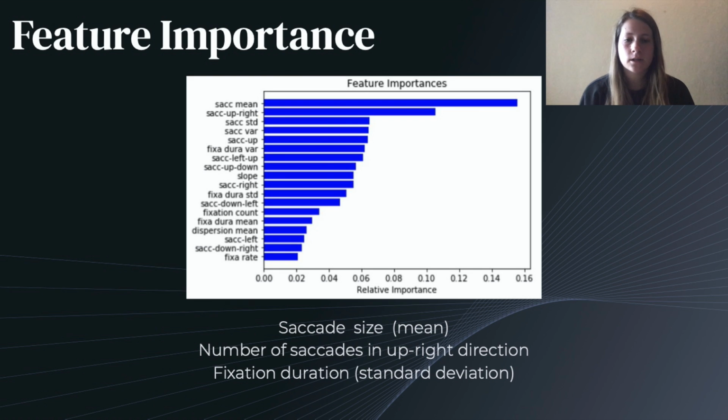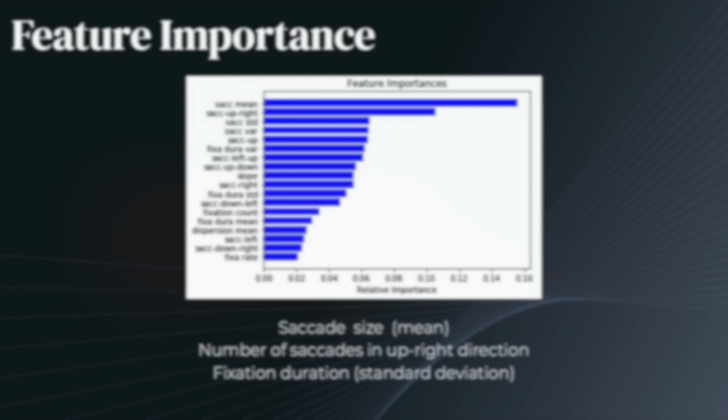Lastly, we wanted to look at which features were most influential in predicting a given activity. What we found was that the saccade size, the number of saccades in the upright direction, and the fixation duration were the most important in predicting an activity. This is very useful information because we can adapt our features and train our models differently in future implementations based on which features were more important or had less of an effect on predicting the activities.